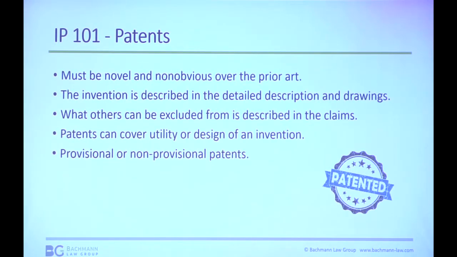So what are some of the requirements for patents? It must be novel and non-obvious over the prior art. So it must be new. It must not be something that is done like that before. That's usually a pretty simple and easy hurdle to overcome. It must also be non-obvious. And this is kind of like the voodoo term for a lot of people. You know, what does non-obvious mean?